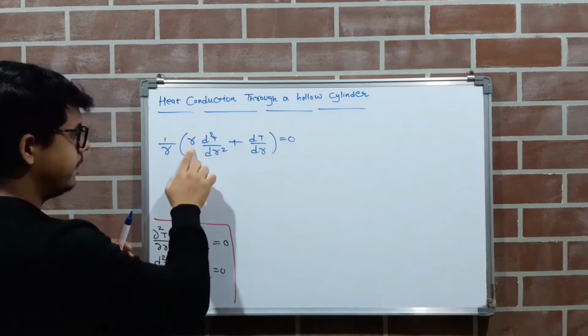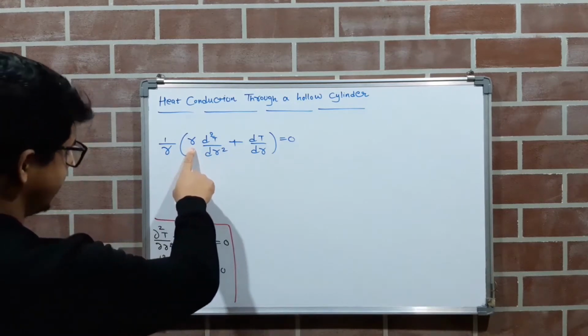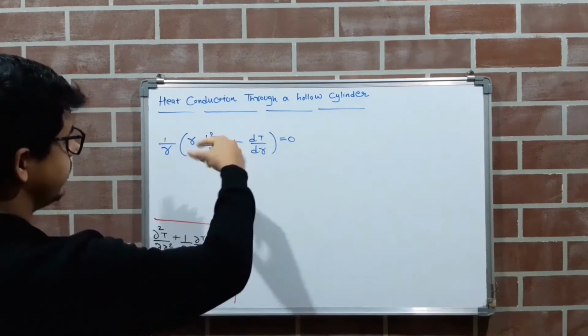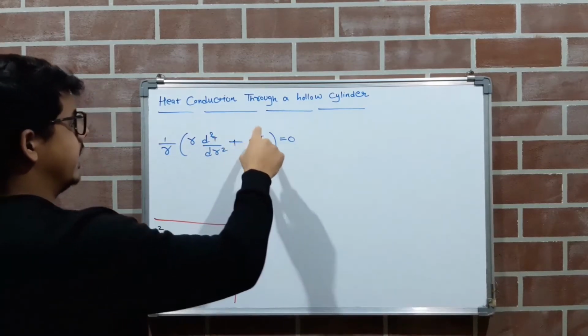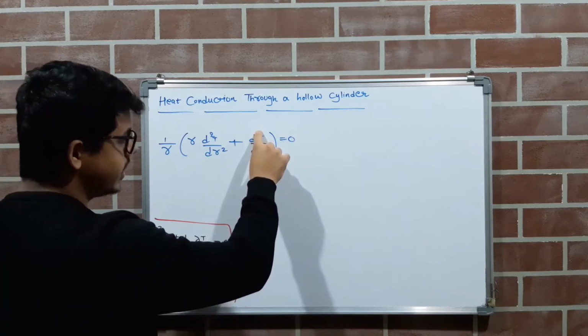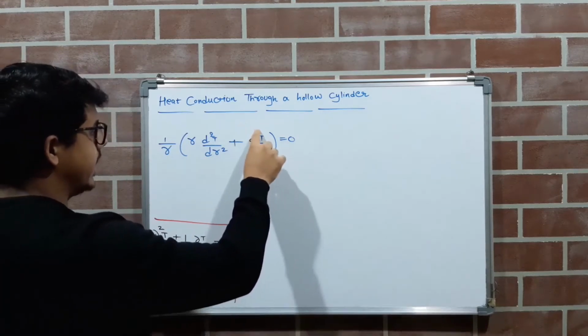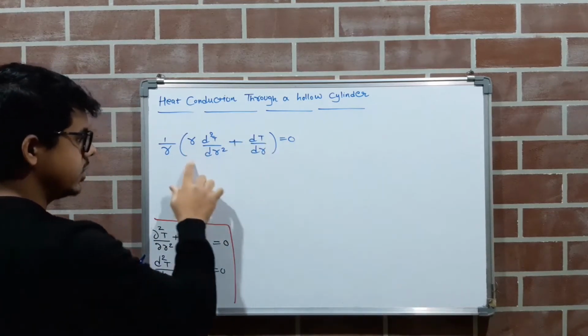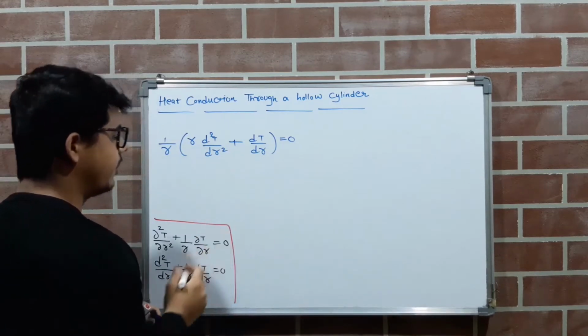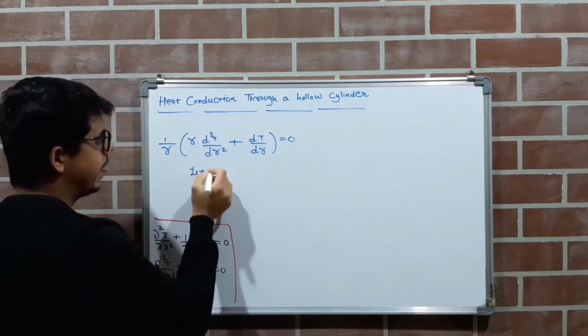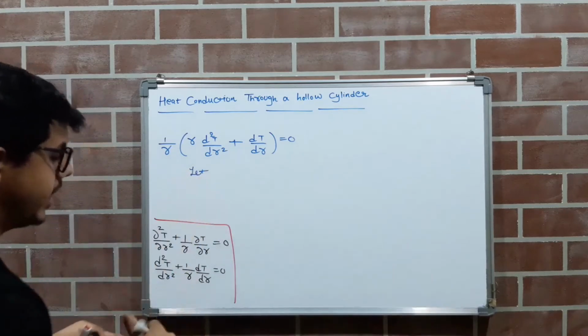That is, keeping the first function as constant, we take the derivative of the second function. Then plus, taking the second function as constant, we take the derivative of the first function. So this is the product rule of some function. So now we will find this. For that, you have to do this step on a rough page.